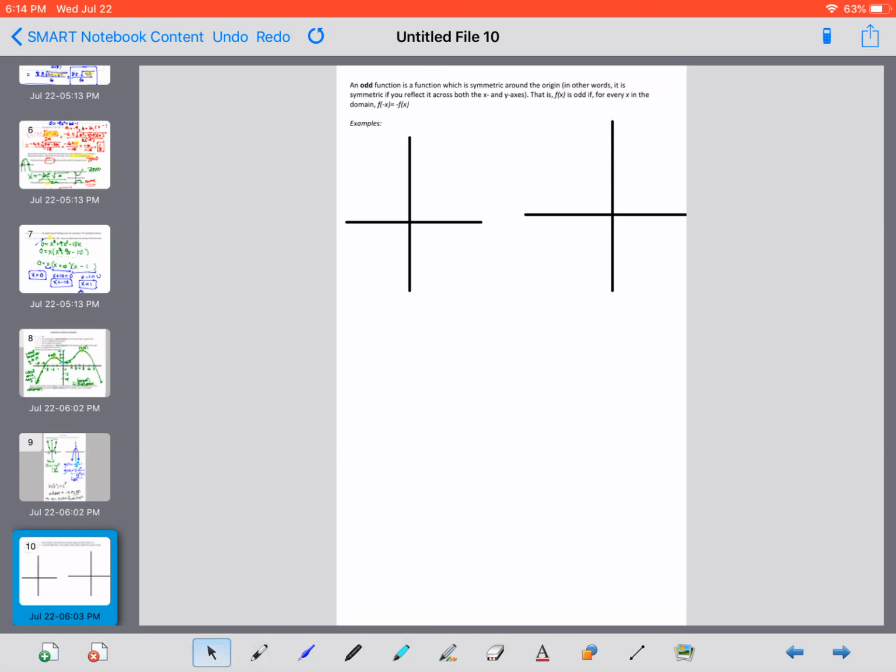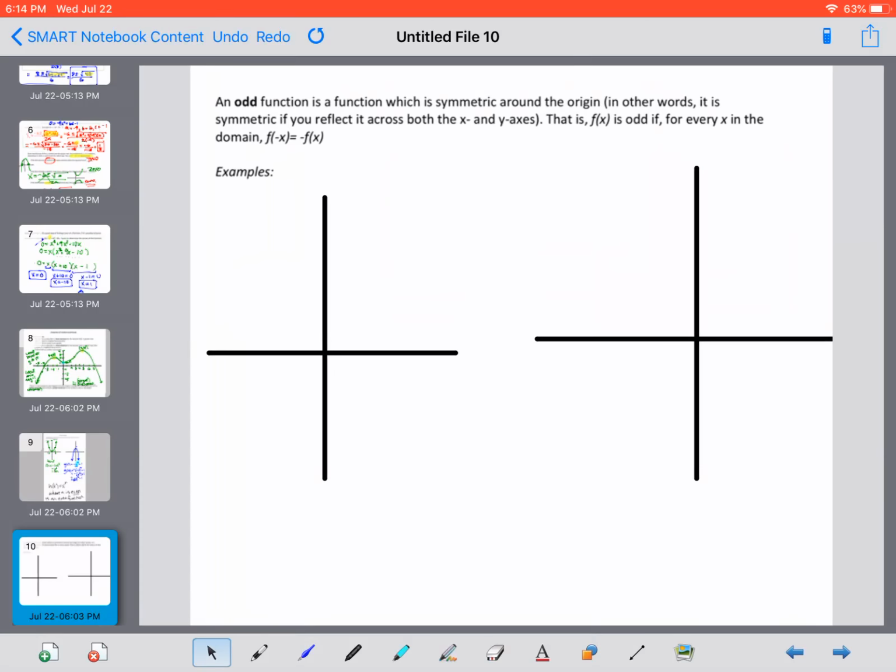So we define an odd function to be a function which is symmetric around the origin. What does it mean to be symmetric around the origin? One way to describe that is it's a function where, let me draw a picture first, something like this. So it's a function where if you rotated it 180 degrees centered at the origin, you'd get the same graph back. Another way of saying that is if you reflected it across the x-axis and then the y-axis, you get the same graph back.